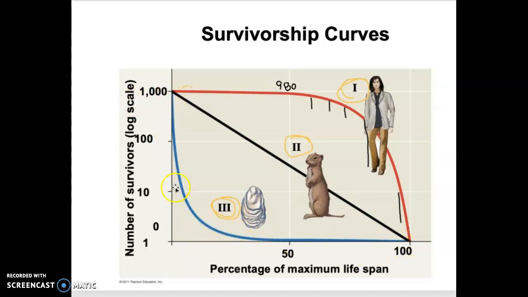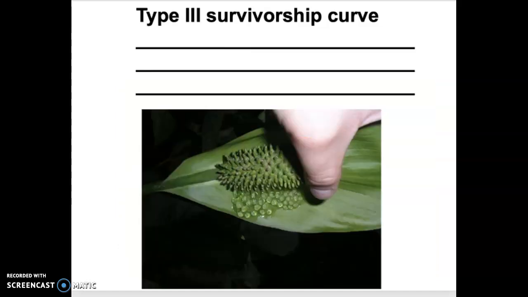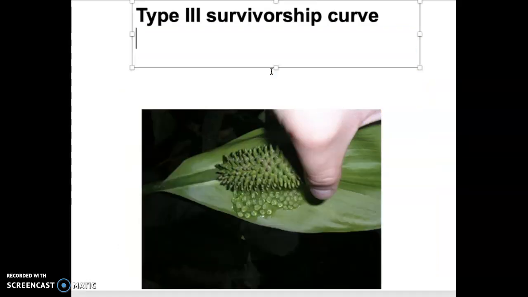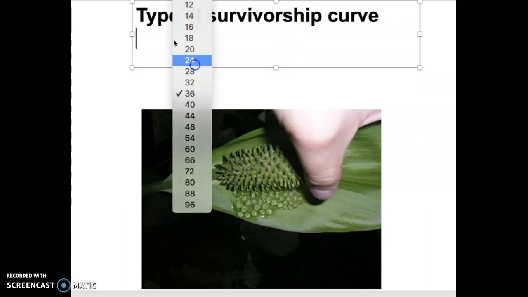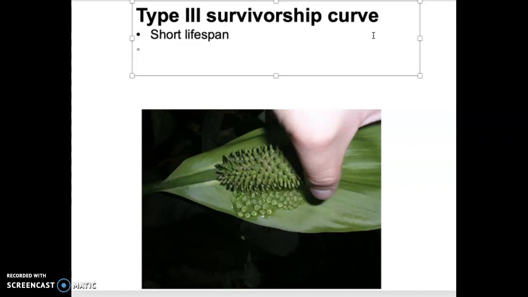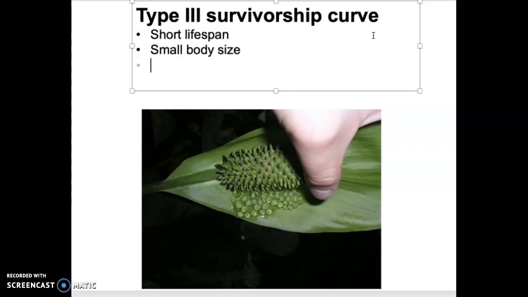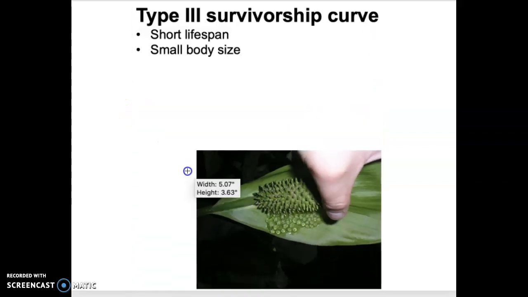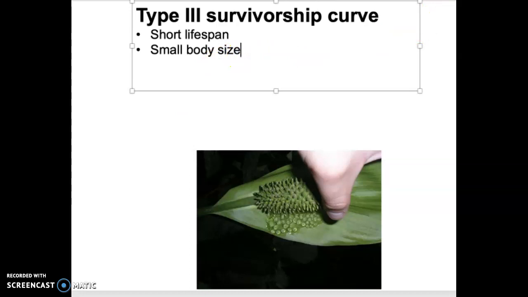Right off the bat, majority of your population is not surviving. Majority of your offspring are not going to make it through that first couple days or weeks of life. So big difference in strategies here. So when we talk about type 3 survivorship, in general, these organisms have a very short lifespan. Typically, they have a very small body size. They're very, very quick to grow, develop, and reproduce.